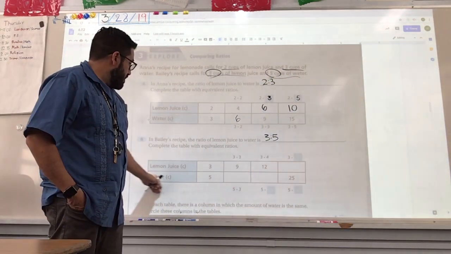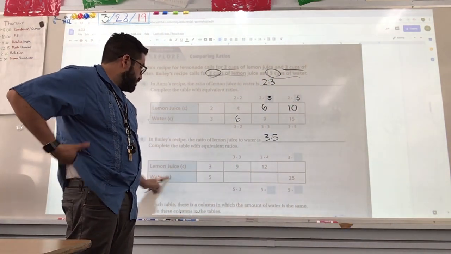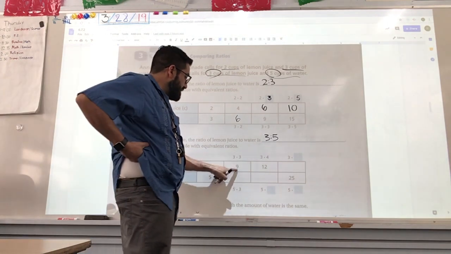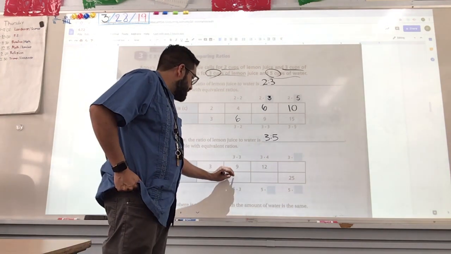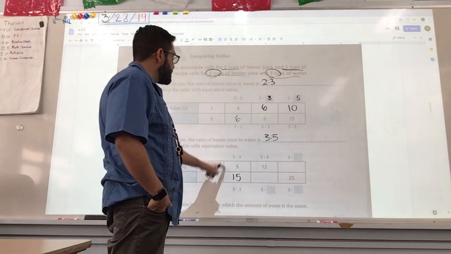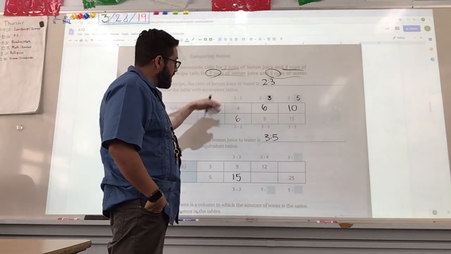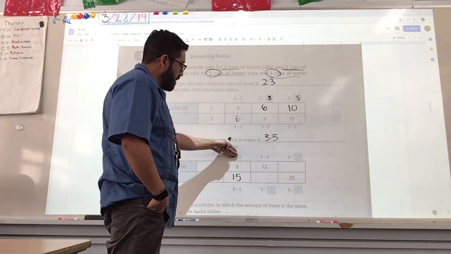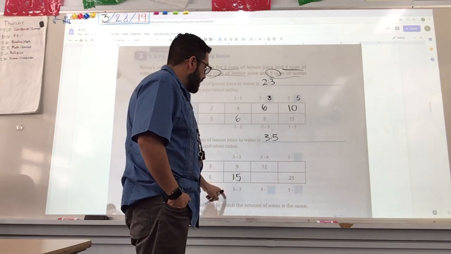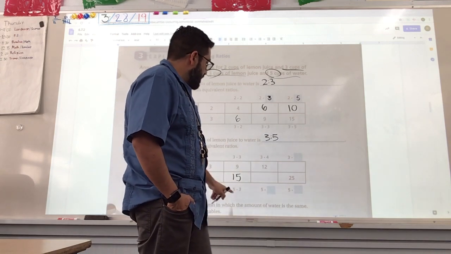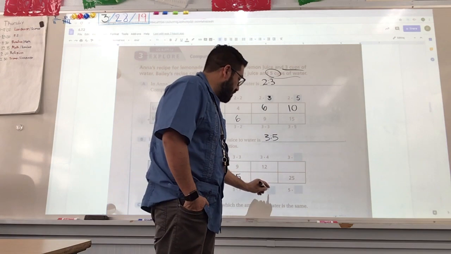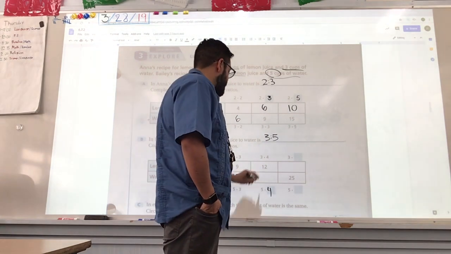Okay, lemon juice is right here. 3 cups to 5 cups. Okay, 3 times 3 is 9. 5 times 3 is 15. Okay, notice that in the first chart we went up 2 in the first one, but in here we're going up to 3 already. Okay, 3 times 4 is 12. 5 times 4, we want to multiply it by the same number, is 20.